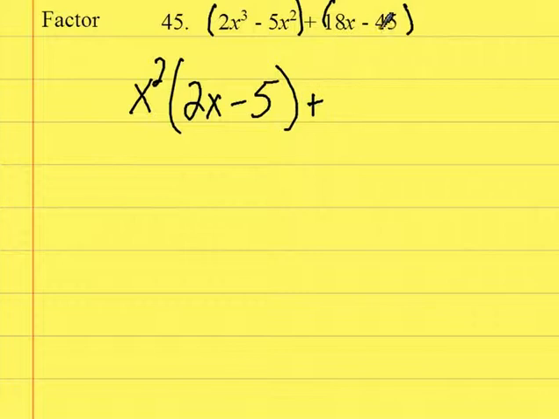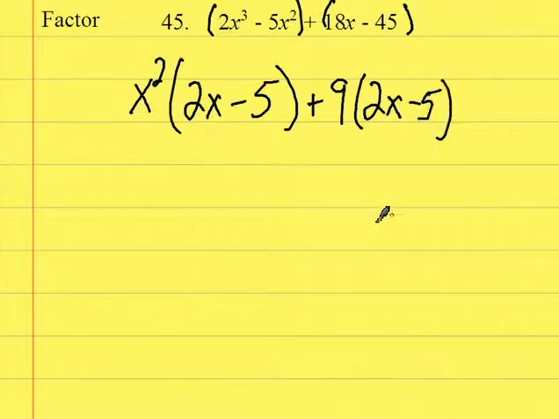And we look at 18x minus 45. Well, there's only an x term in the 18x. There's no x here, so we can't pull out an x. But we can pull out a greatest common factor of 9. And once again, we're left with 2x minus 5 on the inside, because 9 times 2 is 18, 9 times 5 is 45.